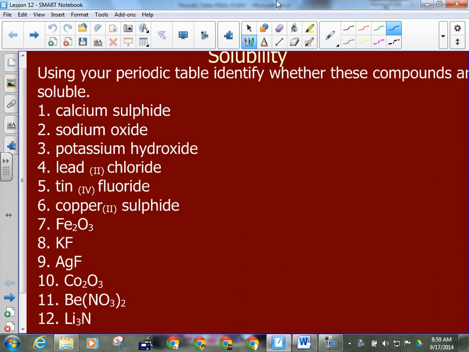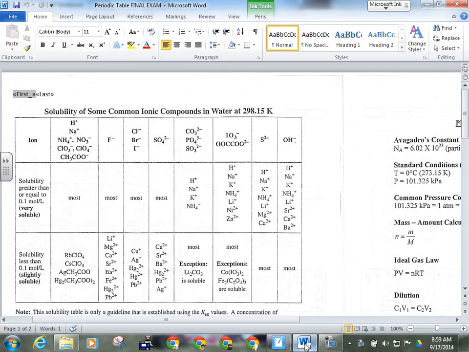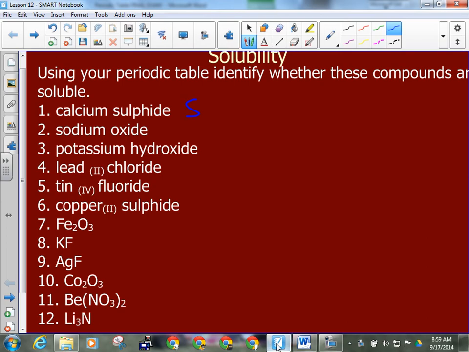So for calcium sulfide, if we look at our solubility chart, we always said you look for the negatively charged thing. In that case, that's sulfide. Right here. And I want to move down until I find calcium. Is it in the soluble row or the not soluble row? Soluble. So that stuff is soluble, so we put an S beside that.